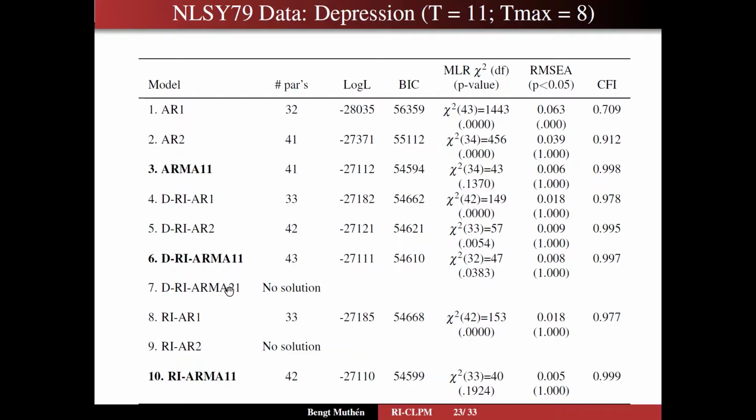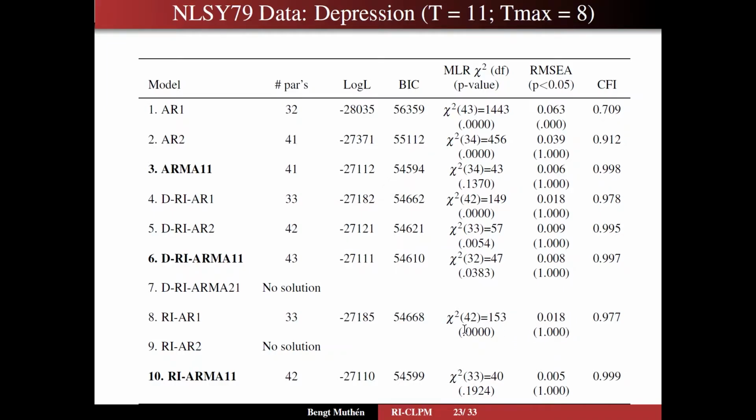Trying to include autoregression order 2, which works so well in the AR2 model, gives you no solutions, just too many parameters for that. The RI-AR1 model, which is the basis for the RI-CLPM model, doesn't do too well here with chi-square, but it's all right by RMSEA.